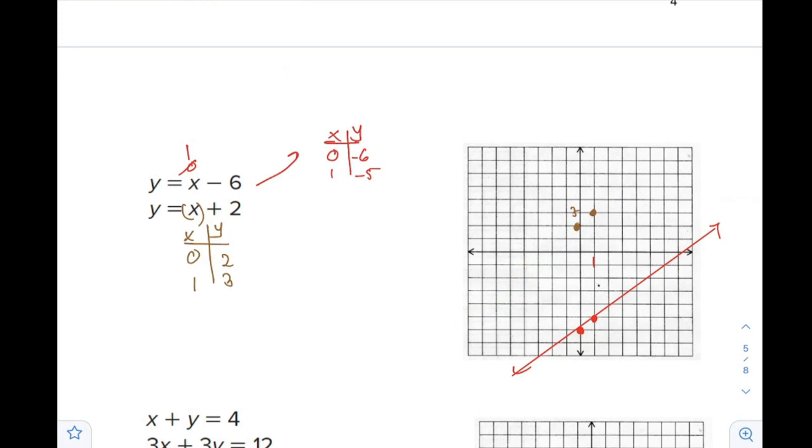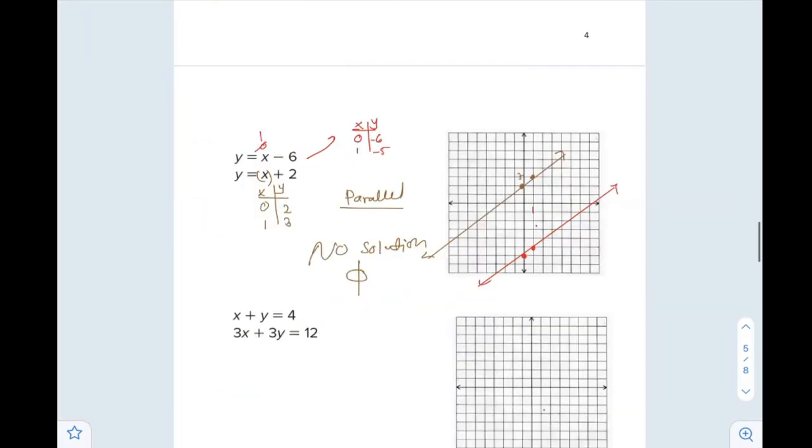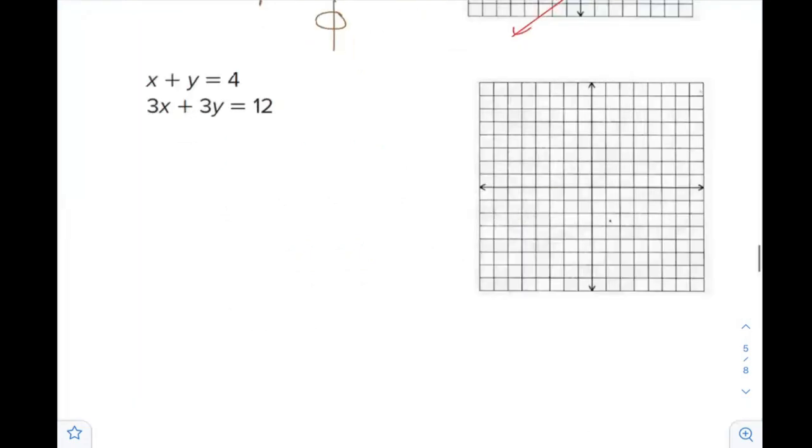Of course, it should be better than this. And as we have expected, the lines are parallel lines. And that means there is no solution. لا يوجد حل for phi, مجموعة خالية. لا يوجد نقطة تقاطع.